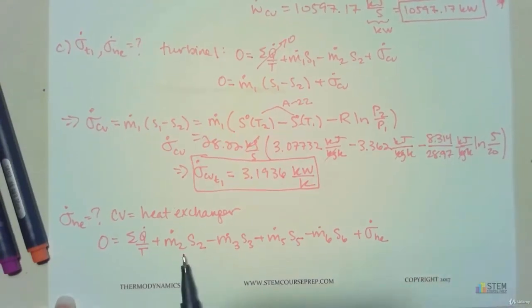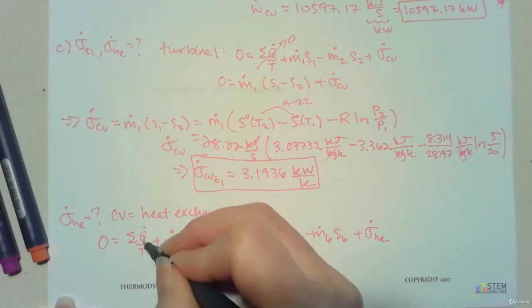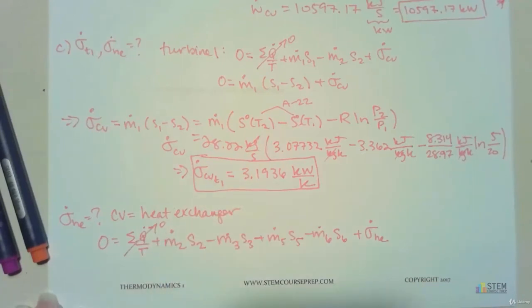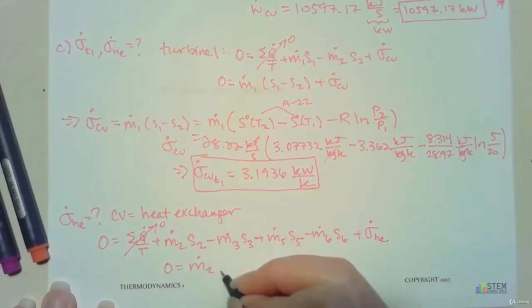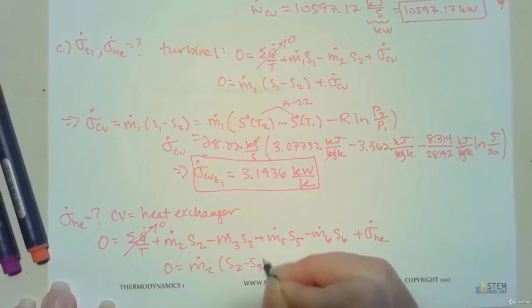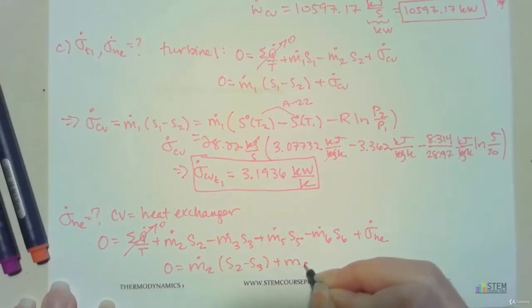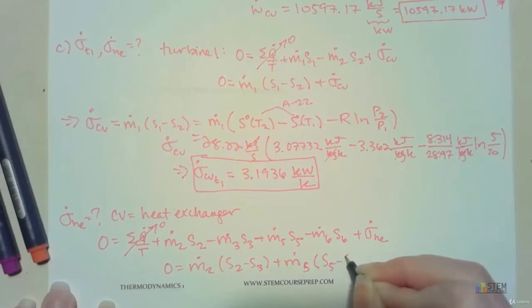Okay, so all we're doing is going through finding the inlets and then the outlets. That's all we're doing there. Now this term goes away because we have no Q dot, and then that's what we're left with. And again, we can replace m3 dot with m2 dot because those are equal. Same thing over here, m6 dot is equal to m5 dot. So let's rewrite it as 0 equals m2 dot times (s2 minus s3) plus m5 dot times (s5 minus s6) plus sigma dot HE.